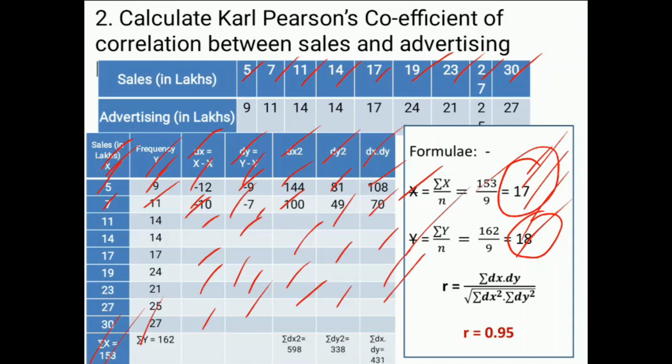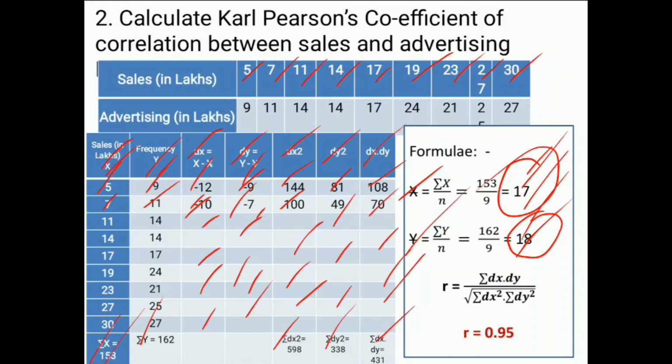After finding these three columns' values, just add the values of dx square, dy square and dx dy. You will get summation dx square, summation dy square, summation dx into dy. The values are given like this: 598 for summation dx square, summation dy square is 338, summation dx dy is 431.